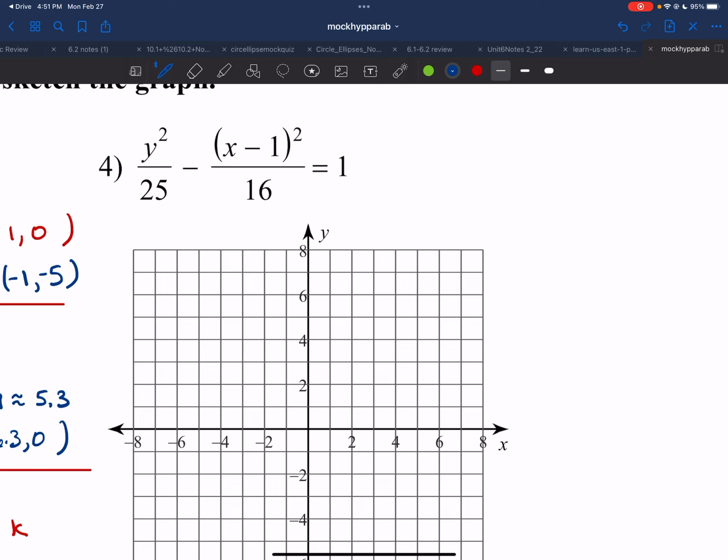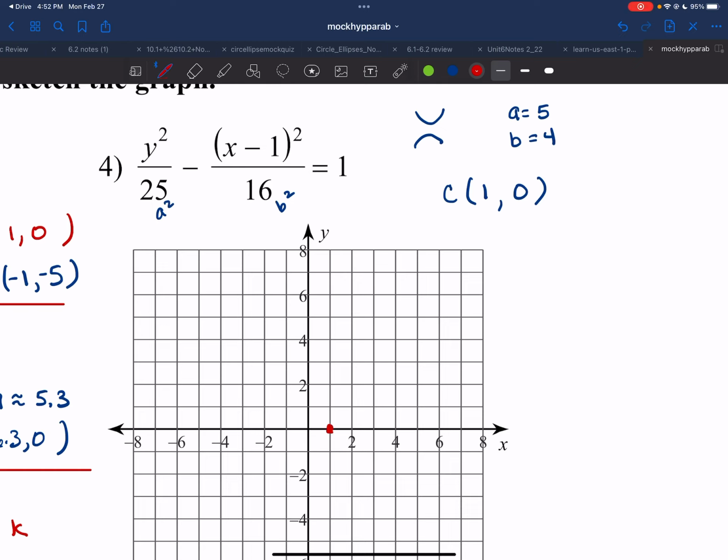Again, see if you can go ahead and do this on your own and pause it. I have a y leading, so I know that my behavior is going to look like that. I know my a is going to be 5 and my b is going to be 4, right? Because this is a squared, this is b squared. And I know that my center is located at 1, 0. So at 1, 0 is my center. Oops, I should make that red. 1, 0 is my center.